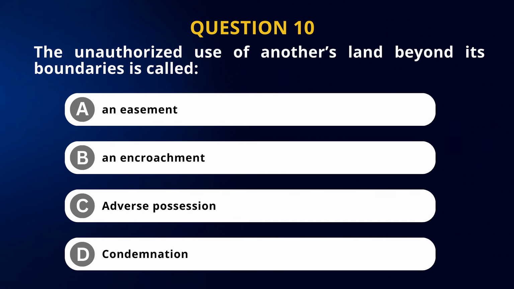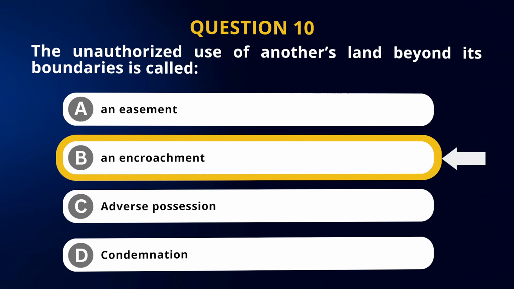Question number 10. The unauthorized use of another's land beyond its boundaries is called, letter A, an easement. Letter B, an encroachment. Letter C, adverse possession. Letter D, condemnation. And the answer? Letter B, an encroachment.